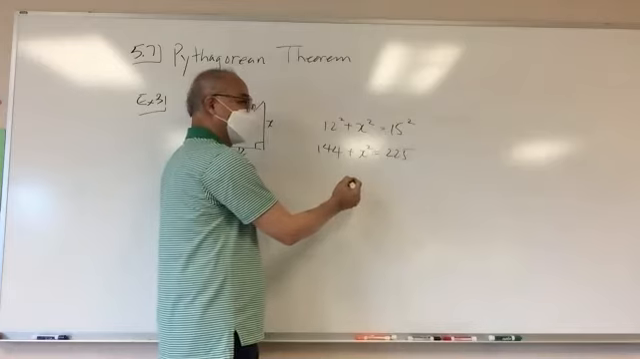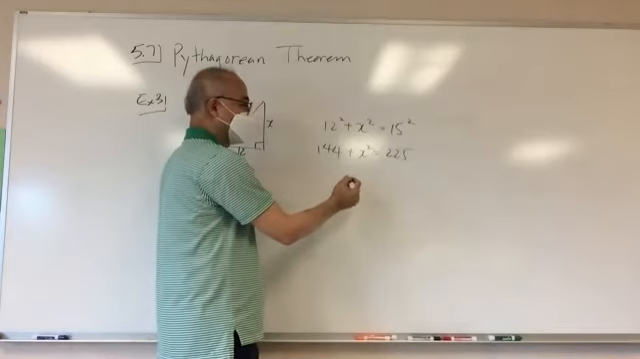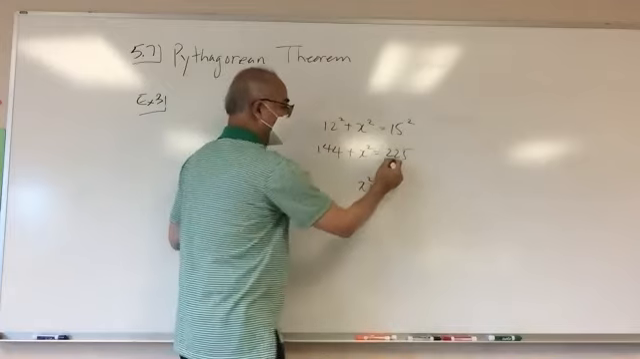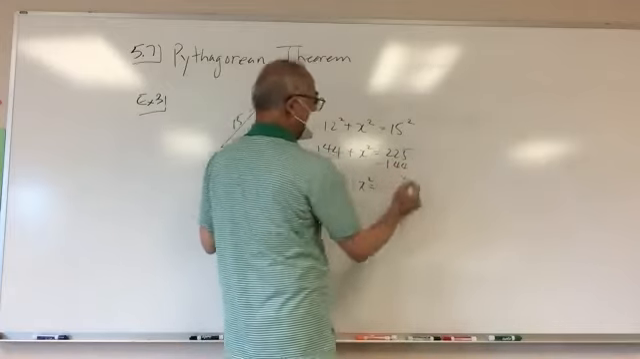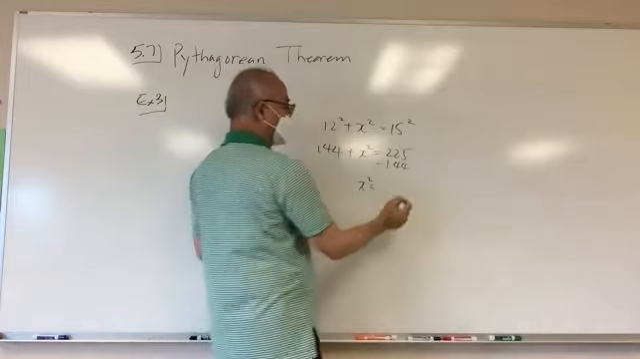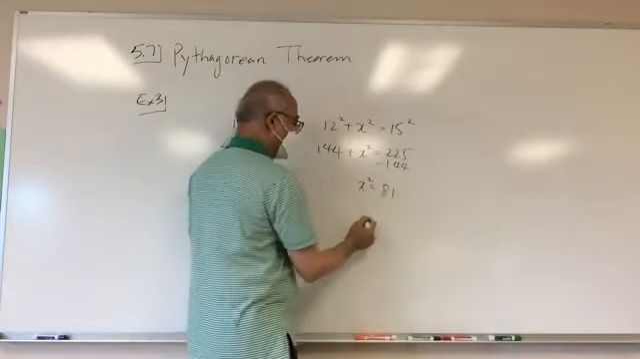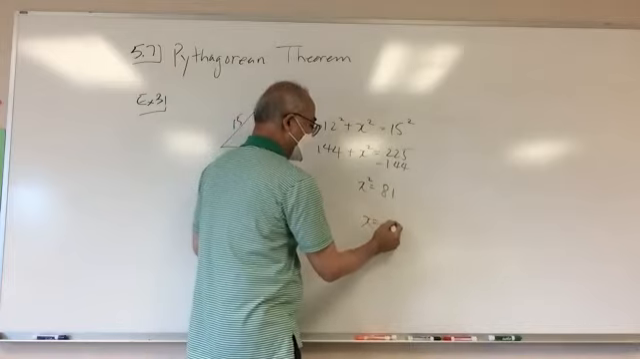So, what's the next? And then you put 144 on the other side, so I have to subtract that out. Yeah. What do I get? 81. So x is going to be equal to 9.